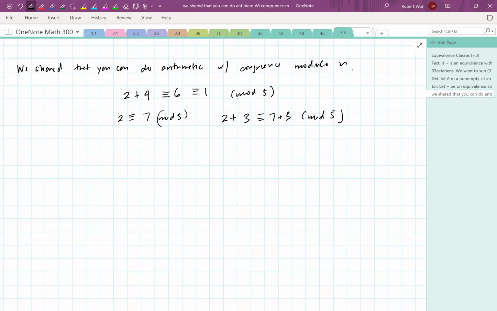So this kind of arithmetic, here I'm using integers and congruence modulo 5. Here, these are actual integers. To say that 2 plus 3 is congruent to 7 plus 3 mod 5, I really mean that the integer 5 and the integer 10 are congruent.